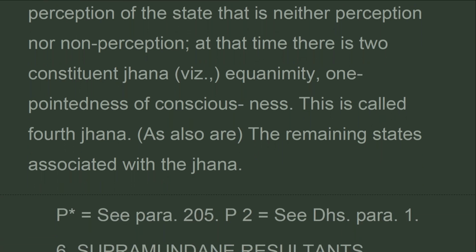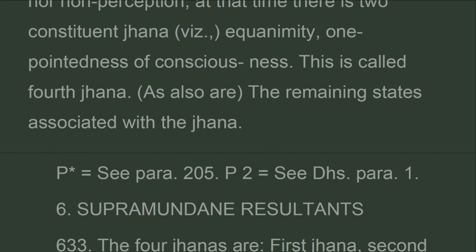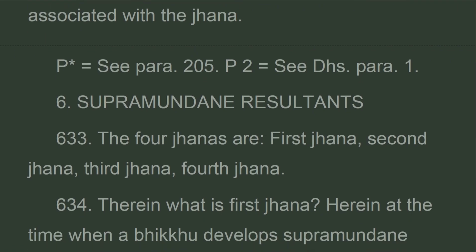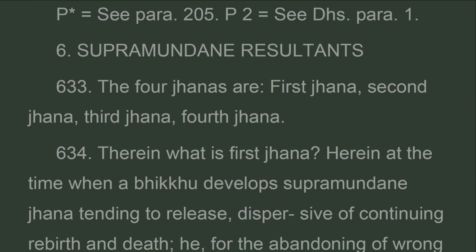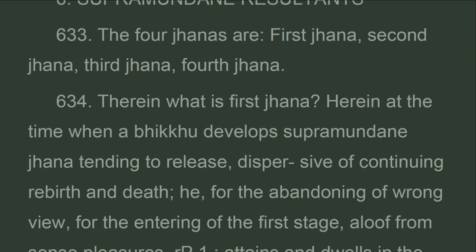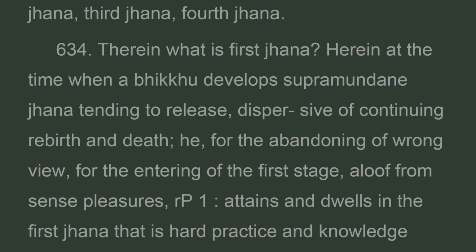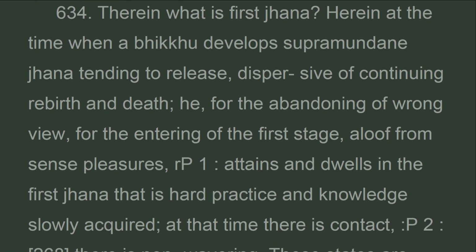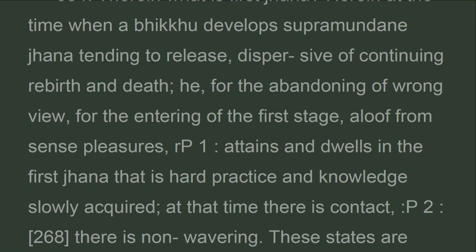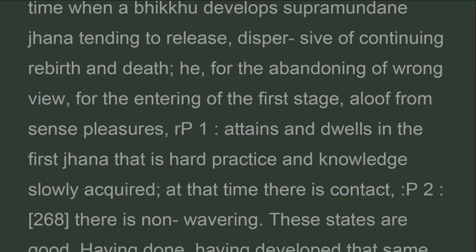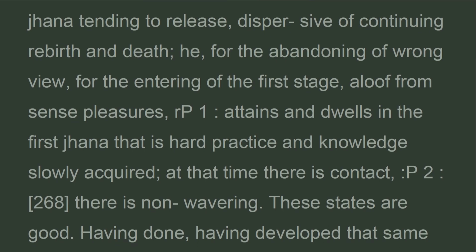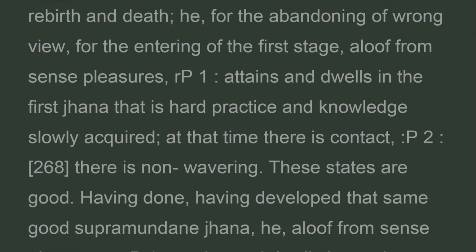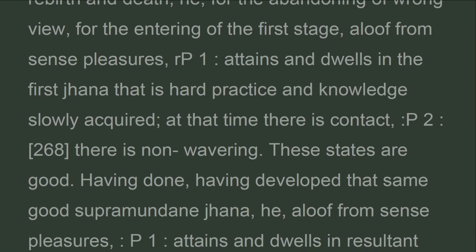P equals CDHS. Para. Supramundane resultants. The four jhanas are first jhana, second jhana, third jhana, fourth jhana. Therein what is first jhana? Herein at the time when a bhikkhu develops supramundane jhana tending to release, dispersive of continuing rebirth and death, he, for the abandoning of wrong view, for the entering of the first stage, aloof from sense pleasures, P attains and dwells in the first jhana that is hard practice and knowledge slowly acquired.